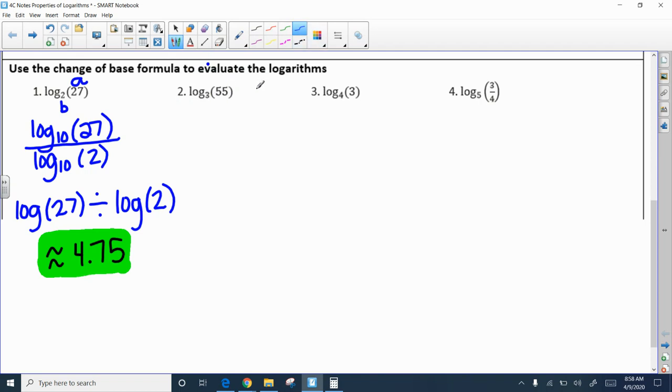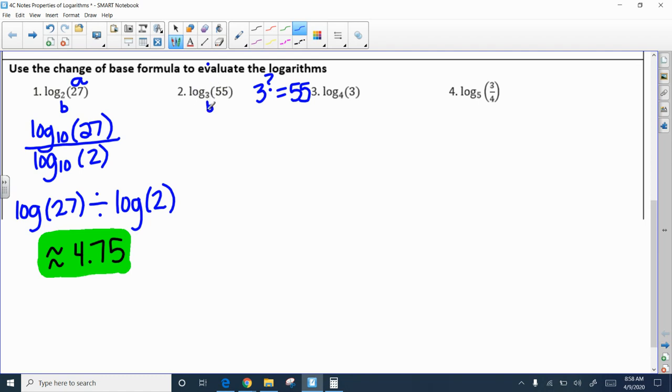This is saying 3 to what power equals 55. And again, there's no whole number, so we want to get a decimal approximation. Since it's a base 3 and our calculator only does base 10, I have to change this to a different base. Again, I'm going to change it to base 10. You can change it to any base you want using the change of base formula.